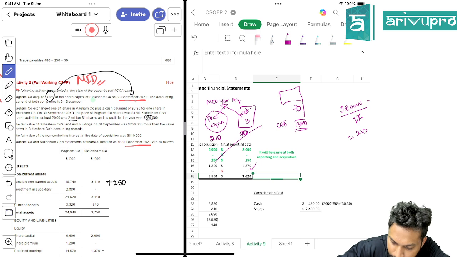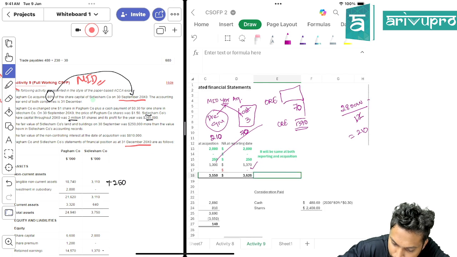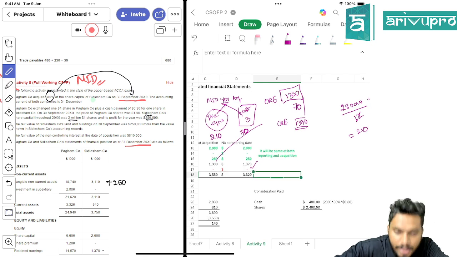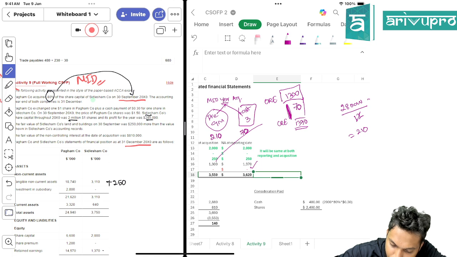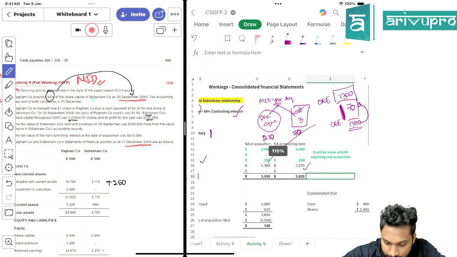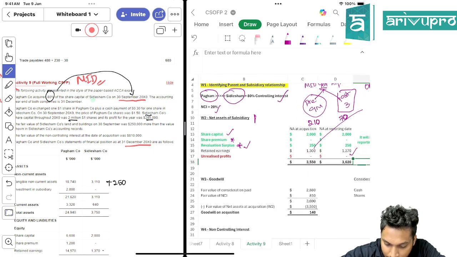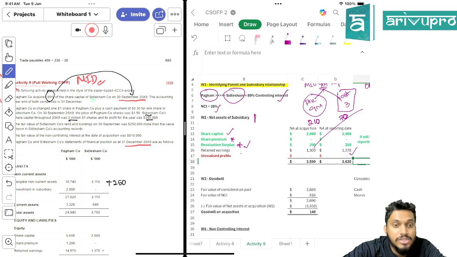So as of this period, the opening retained earnings for us is going to be 1,300. Did you understand that? Because for these 3 months, the relevant profit for the group is going to be 70. If you deduct this from the total retained earnings after 9 months, that is how we are arriving at the retained earnings at acquisition.